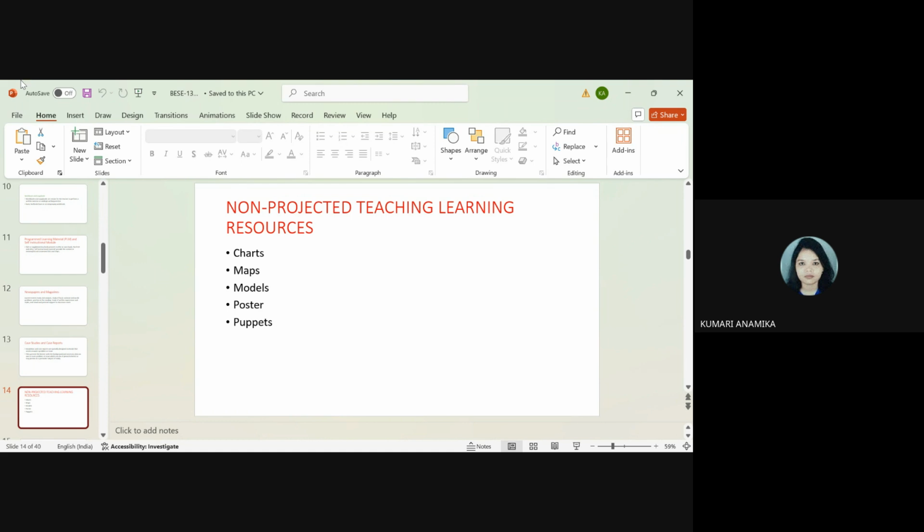Next is maps. Look, when we see charts, we can have different types of charts. Okay, it can be a process chart, it can be an organizational chart, it can be a time chart, it can be a tabular chart, or it can be a tree chart. Okay, and we can also have a stream chart.